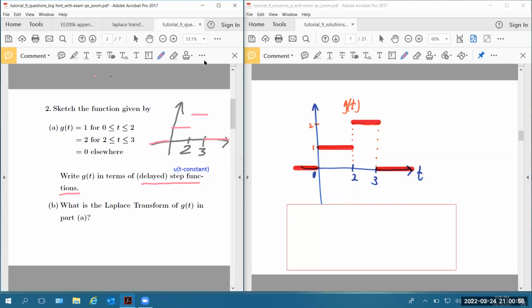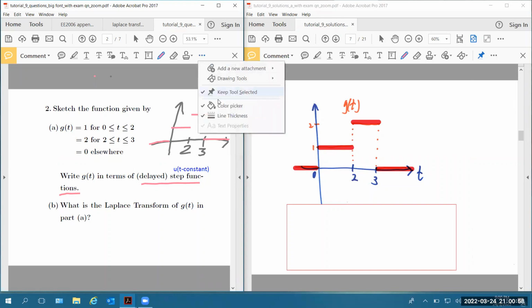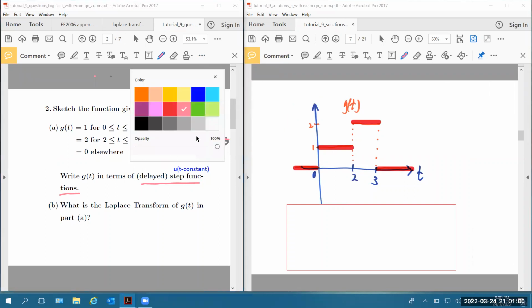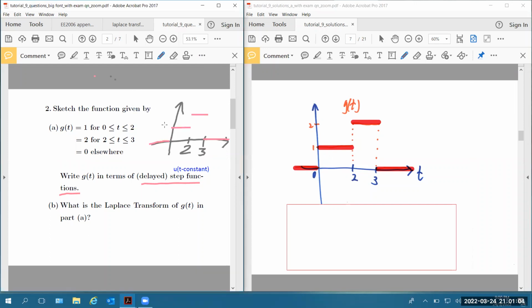So maybe let's draw in some dotted lines. It's gray, right? So this is 1 and this is 2. Let me put in some dotted line. Actually, it's the pink one that is the graph of the function. Is it okay? Now it looks quite nice.